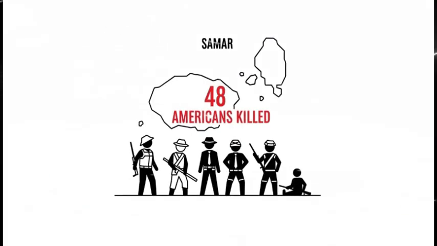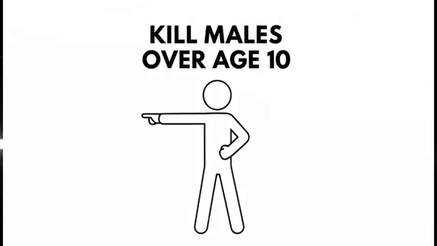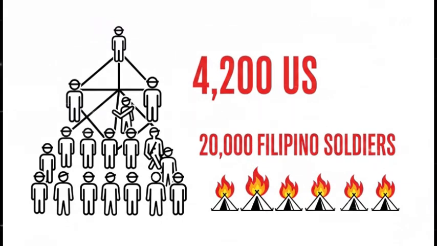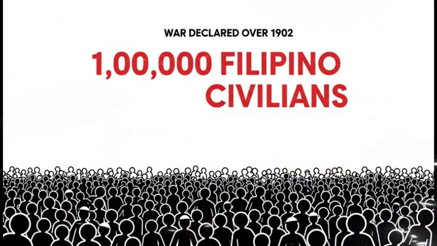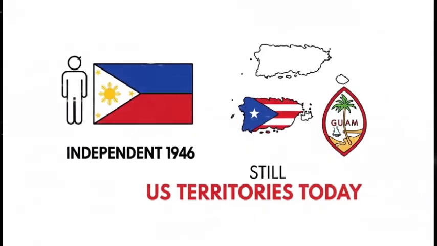On the island of Samar, after Filipino fighters killed 48 Americans in a surprise attack, a general ordered his men to kill every male over the age of 10. Over 4,200 Americans and 20,000 Filipino soldiers died. The camps, the burning, and the destroyed food supply killed as many as 1 million Filipino civilians. The war was declared over in 1902, but the fighting went on until 1913. The Philippines stayed under American control for 44 years until independence came in 1946. Puerto Rico and Guam are still American territories today.